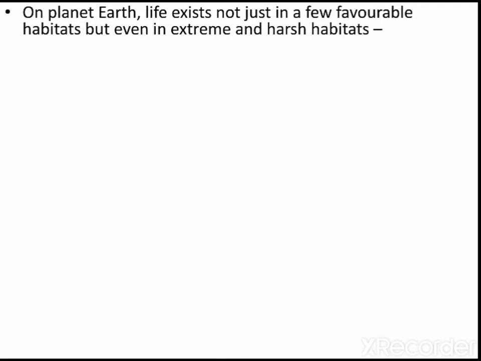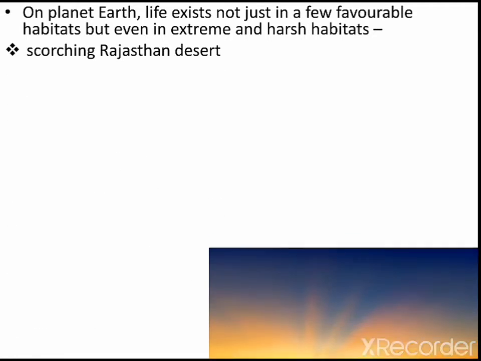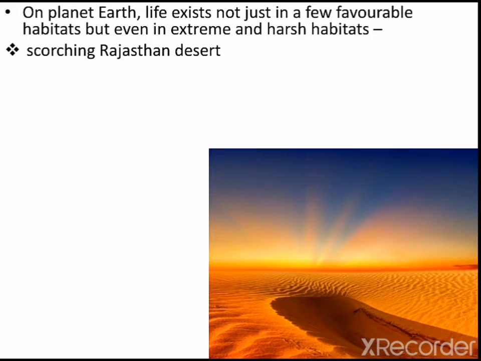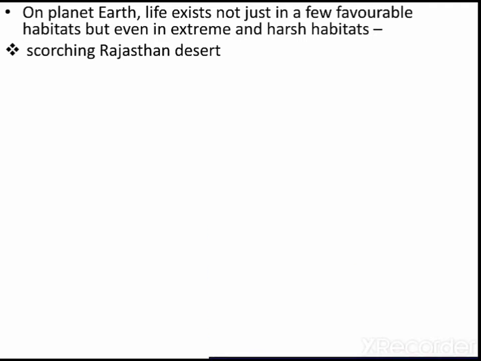So we have a picture which is mentioned in NCERT showing the major biomes, but before that we have to understand that habitat does not mean favorable. We have some exceptions which are extremes and extremely harsh. So those conditions can also act as a habitat, at least for some organisms. So let me just introduce you to some harsh habitats where some organisms live. The first one, we can take the example of the scorching Rajasthan desert. The temperature is extremely high, greater than 50 degrees Celsius. So in that particular condition also organisms exist.